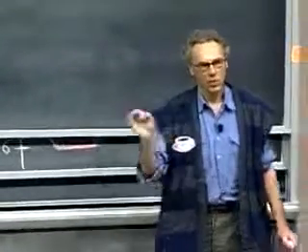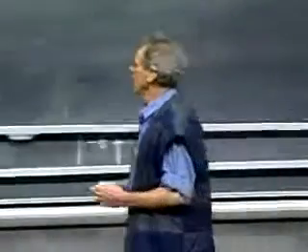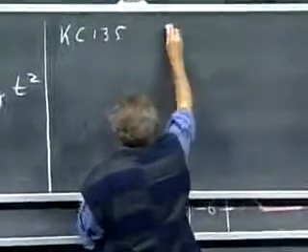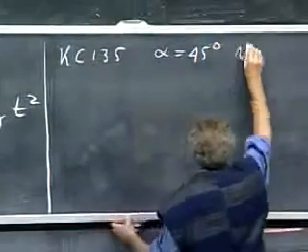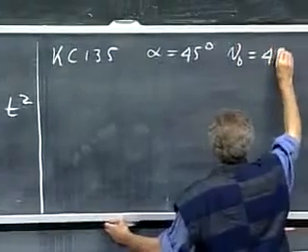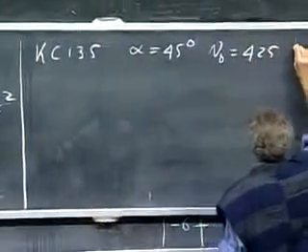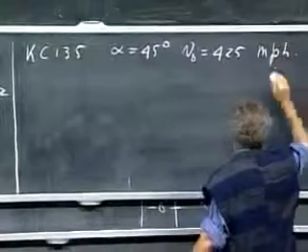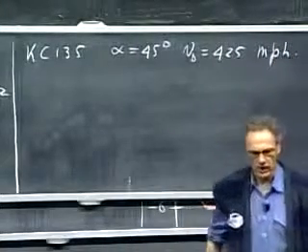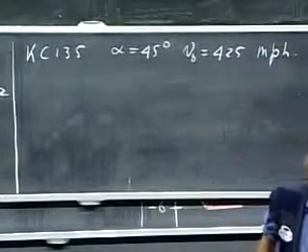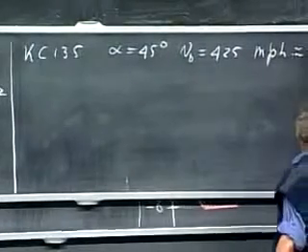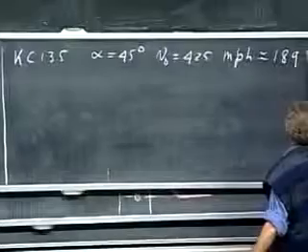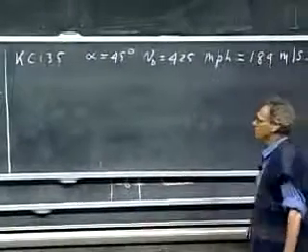So that's the case that I now want to work out quantitatively with you. In the case of the KC-35, we'll take an angle for alpha of 45 degrees, and we'll take V0, which was about 425 miles per hour. You may remember that from that lecture. 425 miles per hour translate into about 189 meters per second.